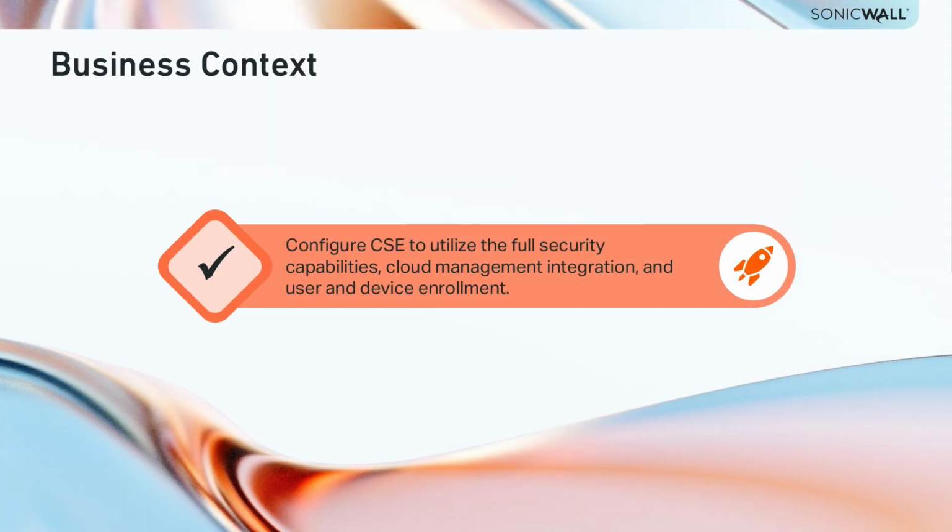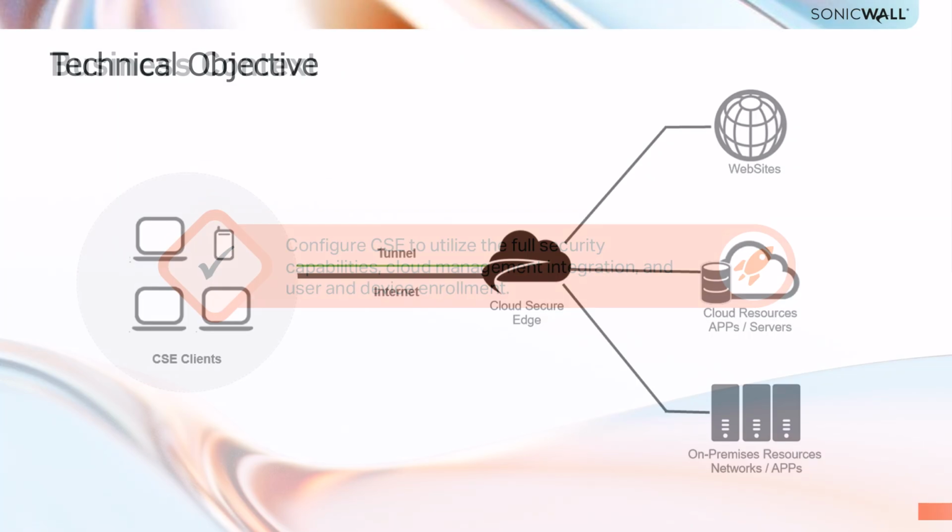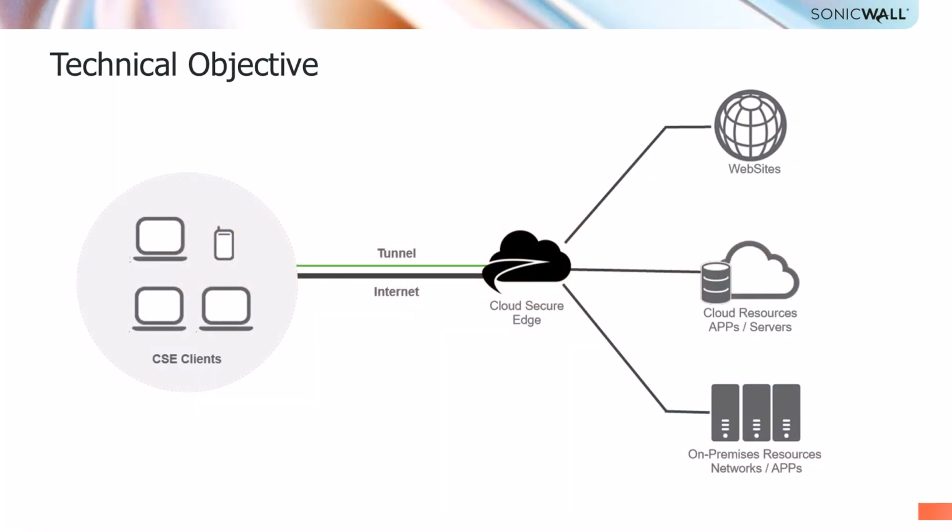After launching SonicWall CSE, the next step is to configure CSE to utilize the full security capabilities, including cloud management integration and user device enrollment. Before configuring CSE, determine its deployment model. You can either integrate CSE with your SonicWall firewall or configure it independently.